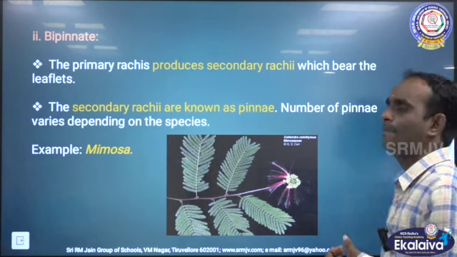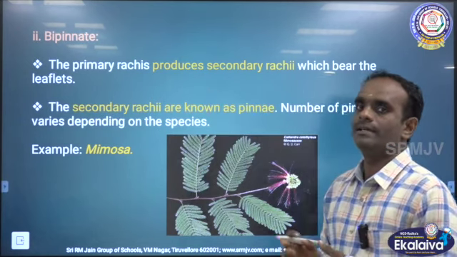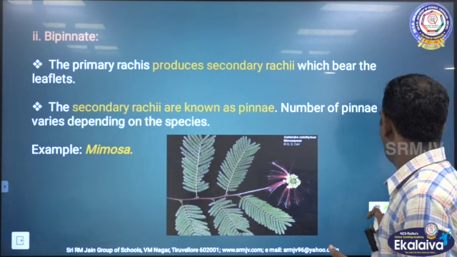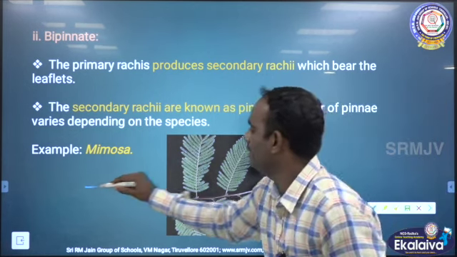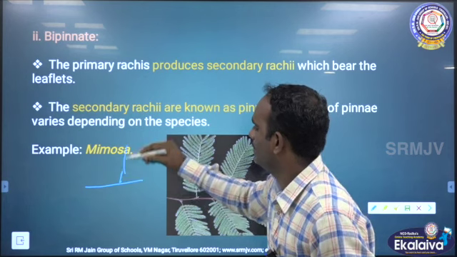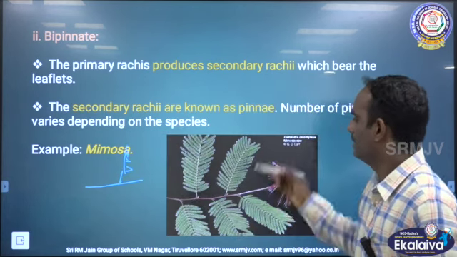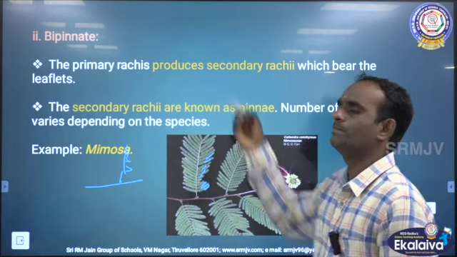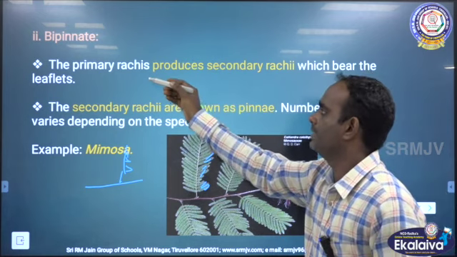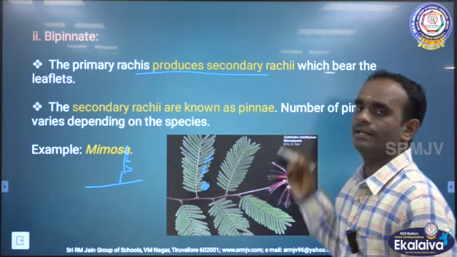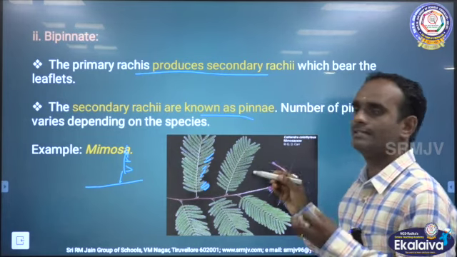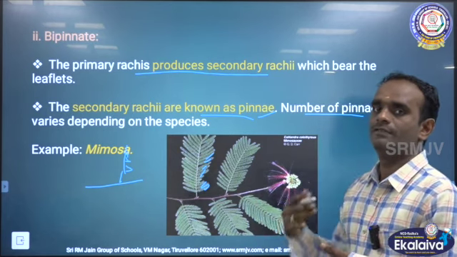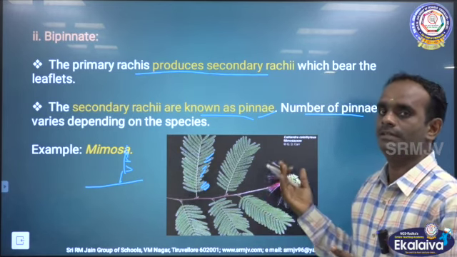Next we move on to the bipinnate. The primary rachis produces secondary rachis which bears the leaflets. There will be a main rachis. From here the secondary rachis will arise. On that secondary rachis leaflets arise. Such a type of arrangement is said to be a bipinnate leaf. So the primary rachis produces secondary rachis. The secondary rachis is known as pinnae. The number of pinnae varies depending on the species. Different plants have different numbers.